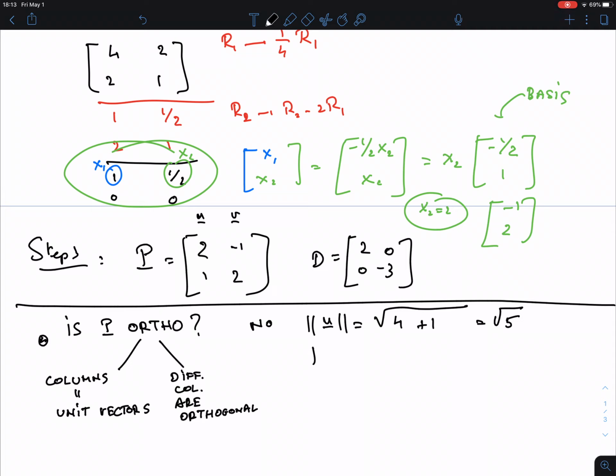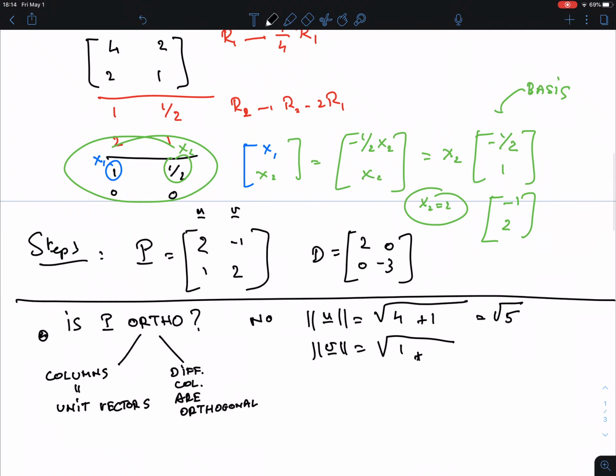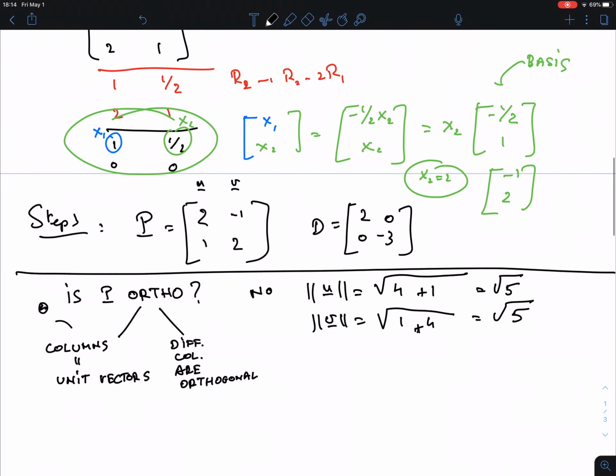Okay, what's the norm of v? Let's do this now too, because I'll need it at some point. Remember, it's squaring the first number, that's 1, squaring the second number, and adding is 4, so again, square root of 5. So this is not verified, so that's why I say no, because it should have been 1 to get this condition. What about this condition?